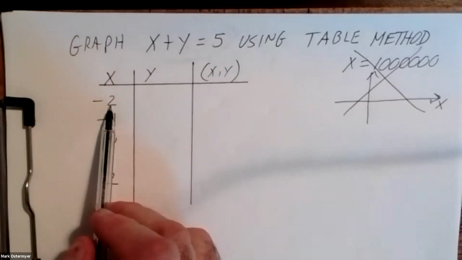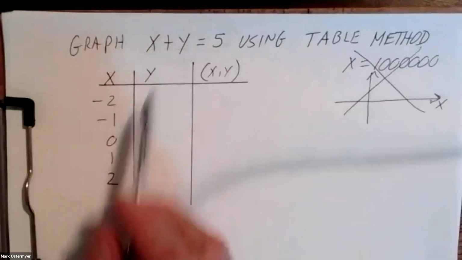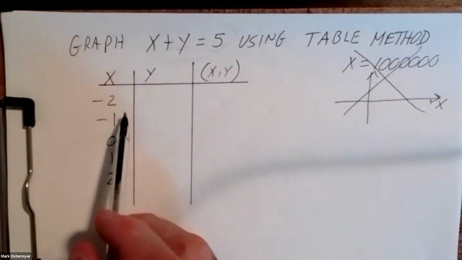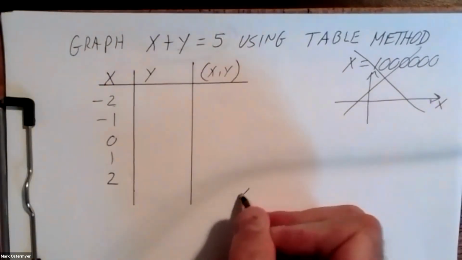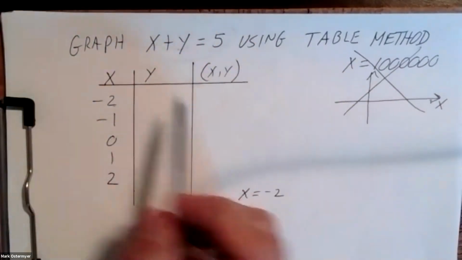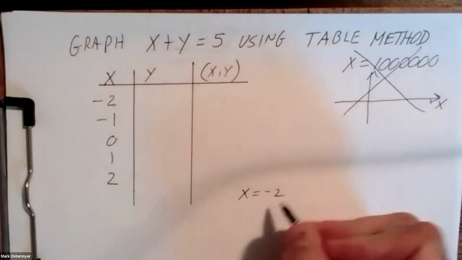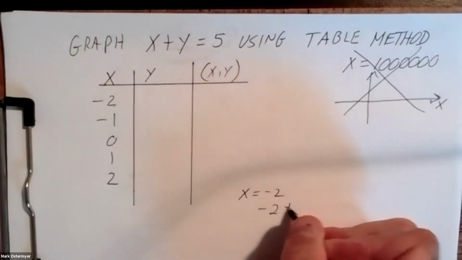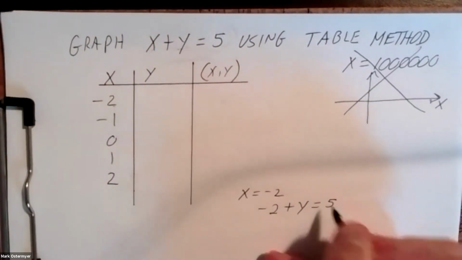If x is equal to -2, we're going to have to determine what y would have to be equal to according to our equation. So if x is equal to -2, ladies and gentlemen, we are going to have to replace the x variable in the equation with -2. And then we're going to have to solve the equation for y.